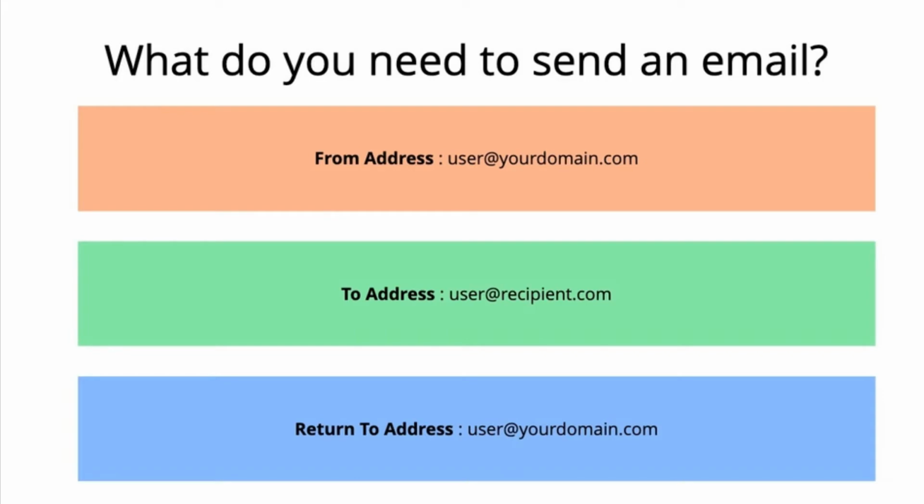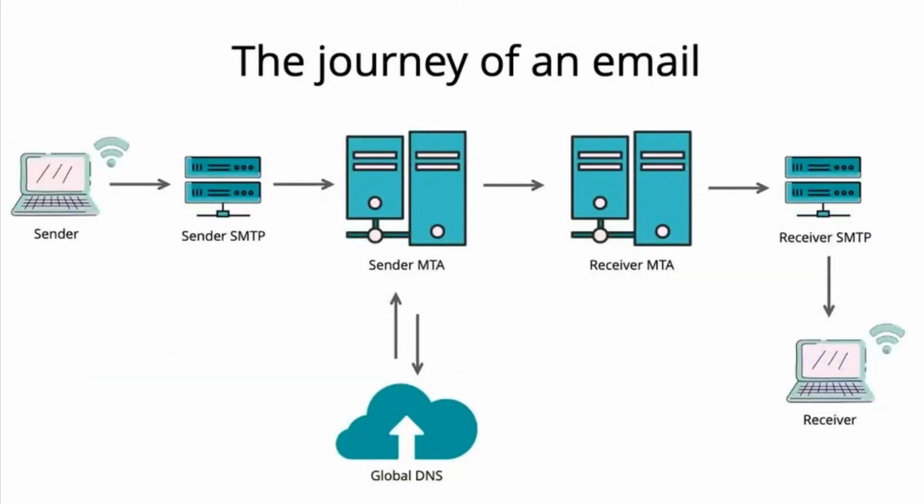Once you give that information and hit send, Zoho Mail will establish a secure TCP connection with the SMTP server of the sender. The SMTP server will then transmit data such as the from address, to address, and the email contents to the MTA, that is the message transfer agent of the sender server.